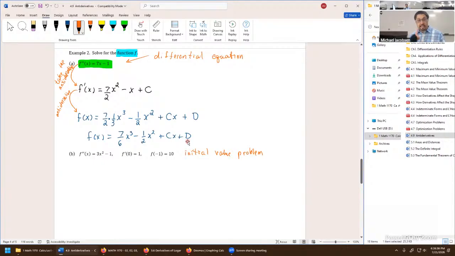So we're going to get exactly one and only one function, not an arbitrary family of functions like we did in part A. Aside from that, the calculus goes in the same kind of way. We peel off the primes, finding antiderivative after antiderivative, and then also use this information to solve for the unknown constants. So let's give this a try, see how it goes.